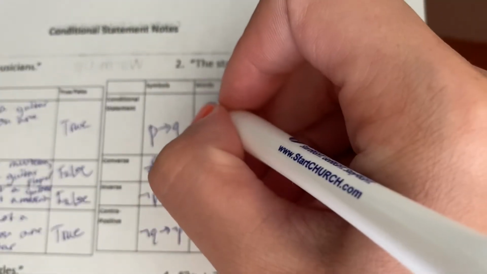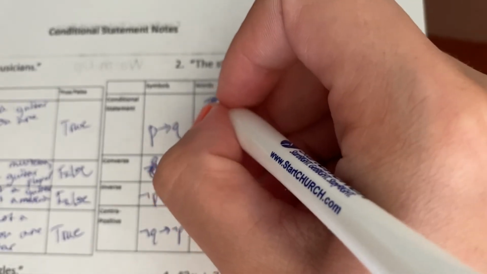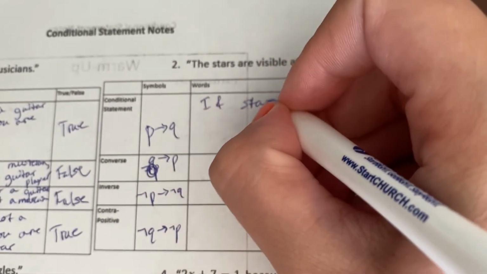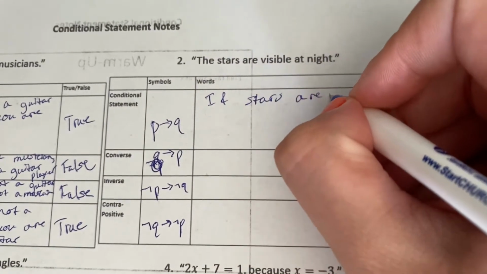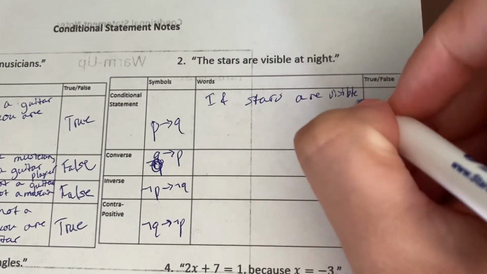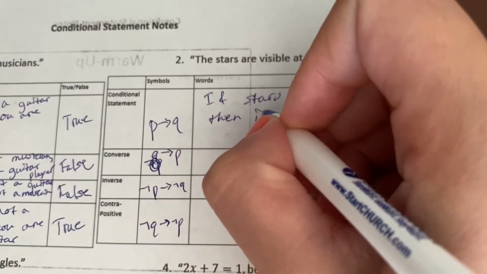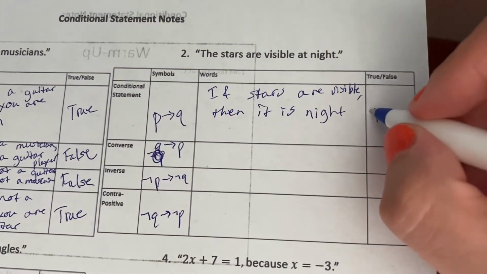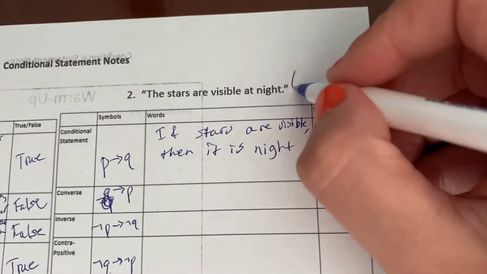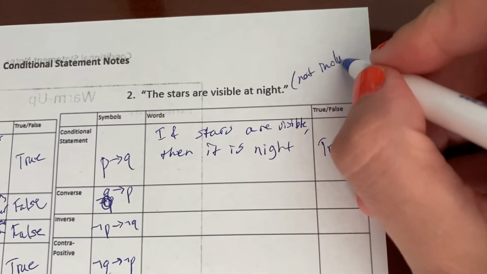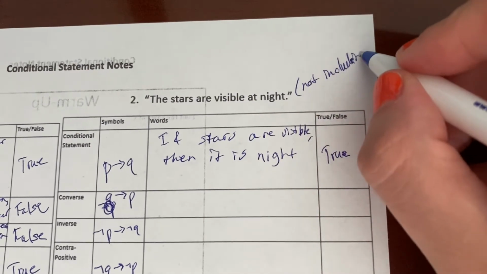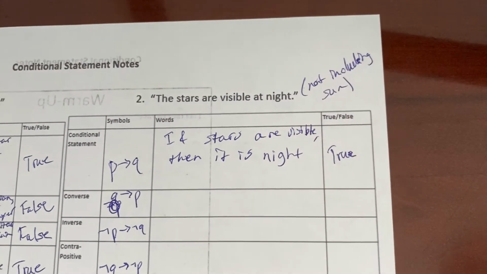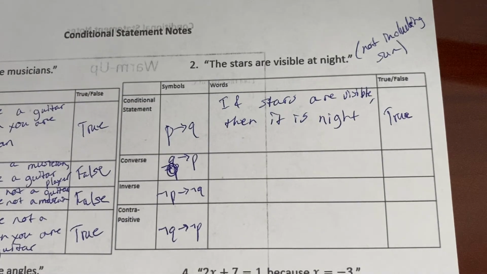So in words, if stars are visible, then it is night. That's true, right? Let's say not including sun, okay? Because I mean, the sun is a star, but let's just do not including sun for the sake of it. Okay. If stars are visible, then it is night.